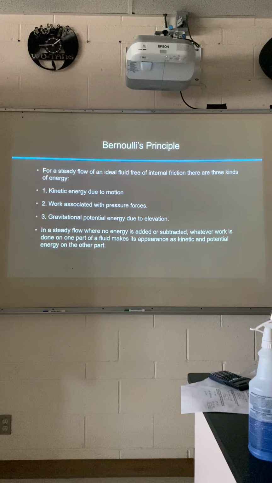So for a steady flow of an ideal fluid free of internal friction, there are three kinds of energy: kinetic energy due to motion, work associated with pressure forces, and remember, work is force times distance, so pushing outwards, and gravitational potential energy due to elevation. If we're talking about something like a dam, taking the water from there to power a hydroelectric plant, how do we change that water coming through? How much do we have to confine it or expand it to turn those gigantic turbines to produce energy?